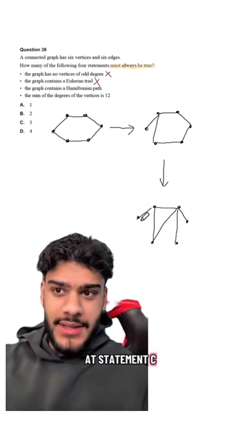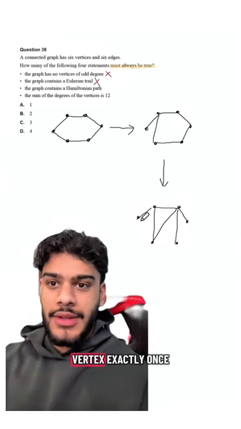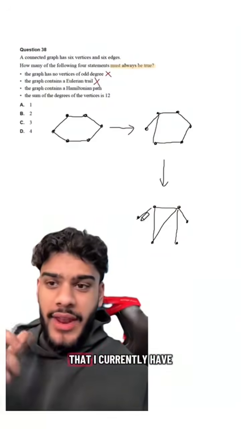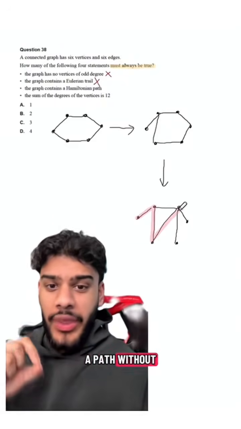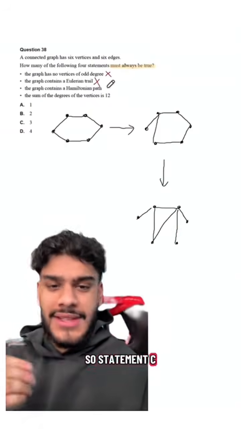Now let's look at statement C. Remember, a Hamiltonian path visits every vertex exactly once. If I look at this network that I currently have, it has 3 vertices with a degree of 1. There's no way I can make a path without visiting a vertex twice. So statement C is also now out.